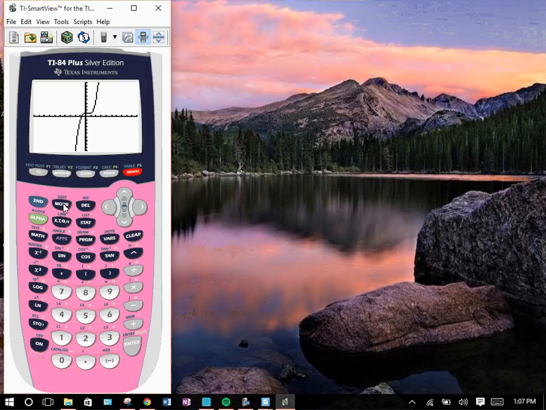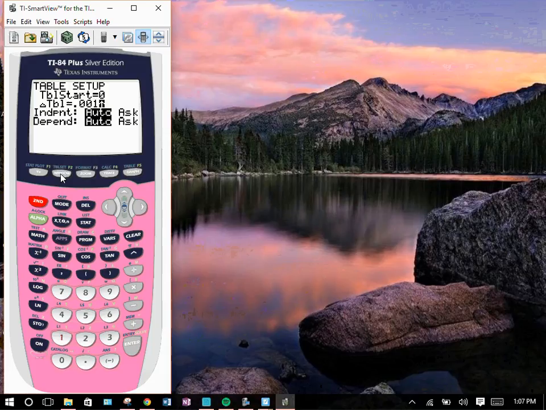I believe I told you to set your table to 0.001. Does that sound familiar? So you go second window and set your table start. Since we're looking at x equals 8 in this problem, we're going to make that 8. And for the rest of this class, you're just going to keep your table step at 0.001.